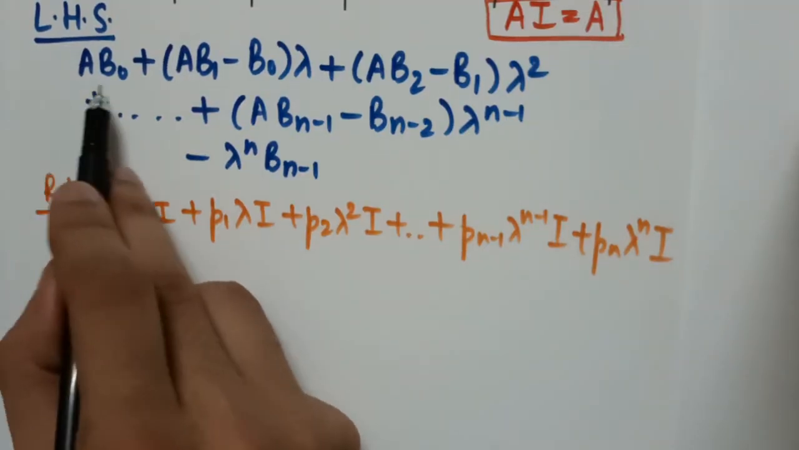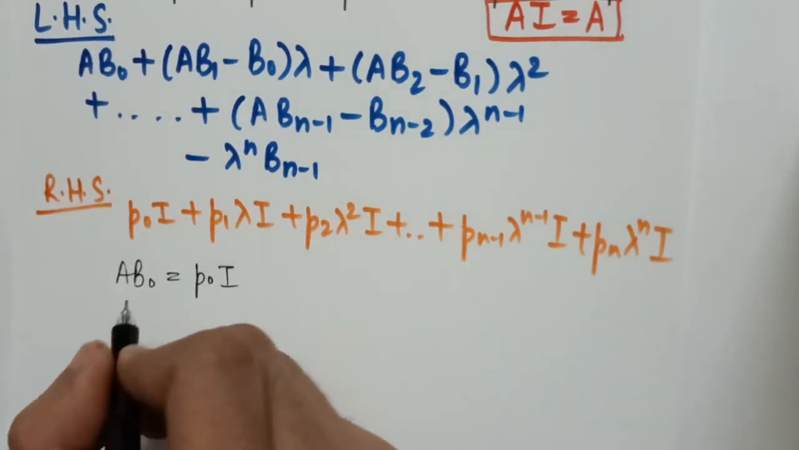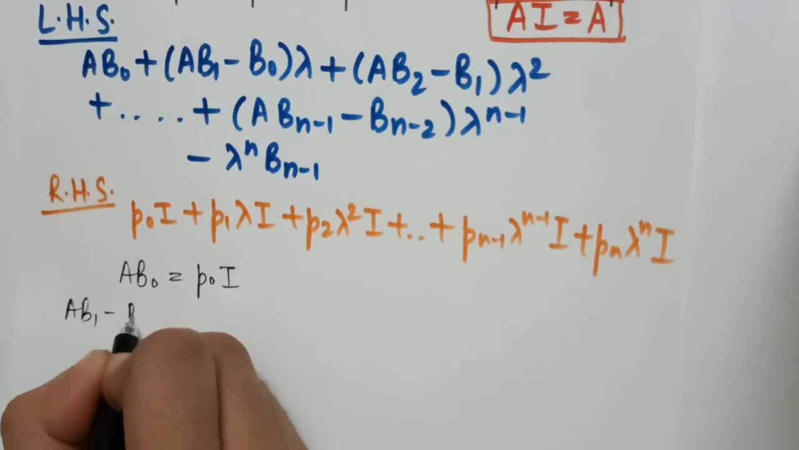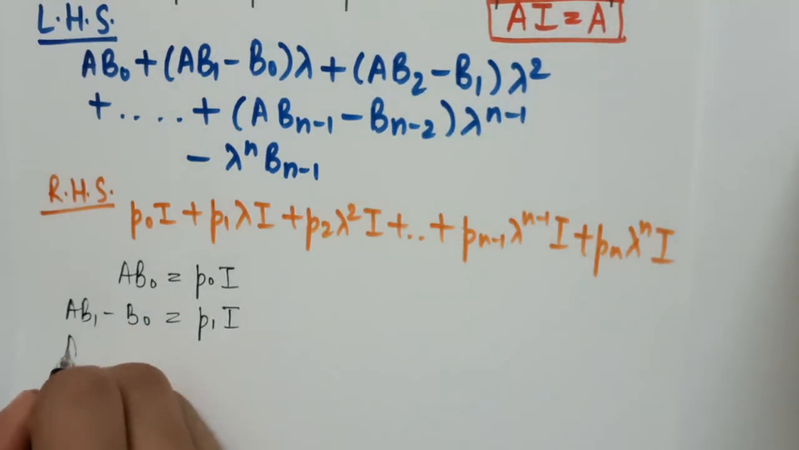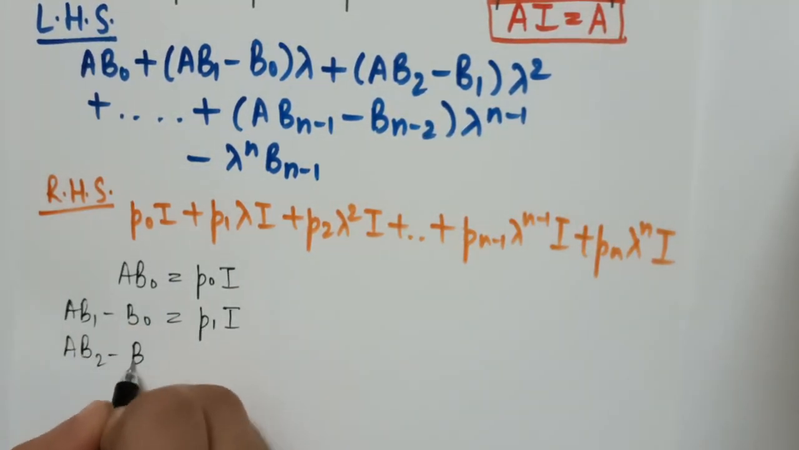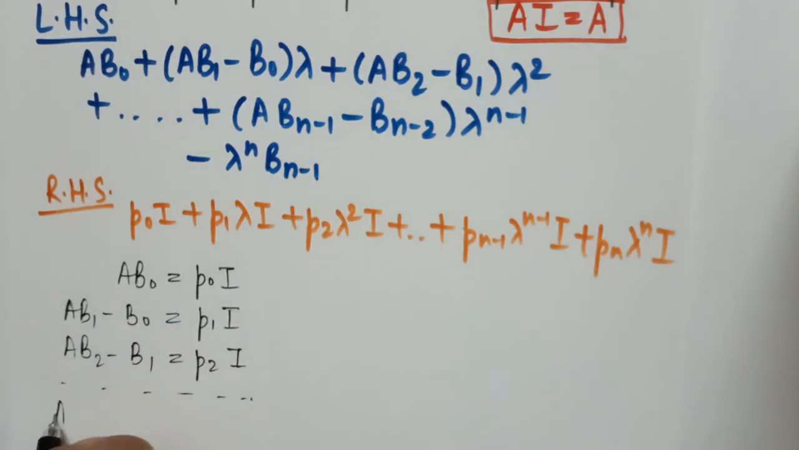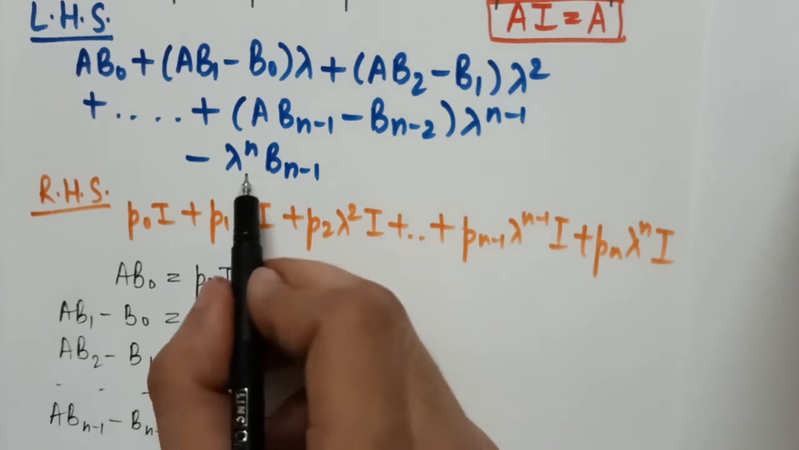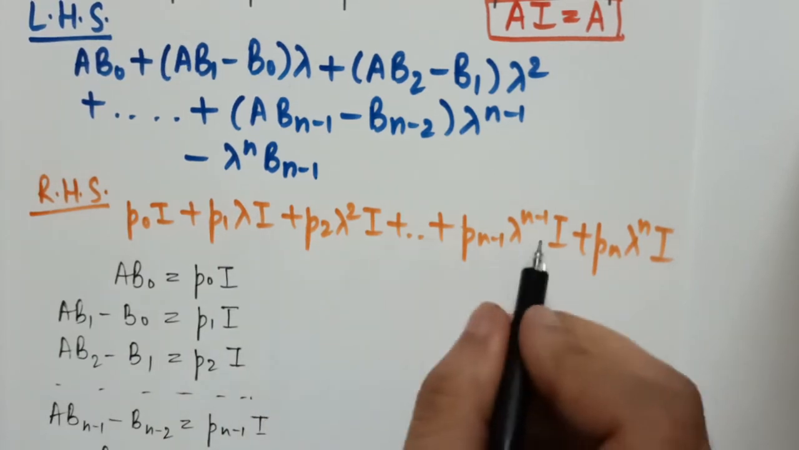Let's first equate the constant terms. AB0 is equal to P0 I, and then the coefficients of lambda: the left hand side is AB1 minus B0, and on the right hand side is P1 I. And continuing the same way, coefficients of lambda square: AB2 minus B1 is equal to P2 I, and so on, and then A B_{n-1} minus B_{n-2} is equal to P_{n-1} I, and then finally the coefficient of lambda^n: in the left hand side it is minus B_{n-1}, and on the right hand side it is P_n I.